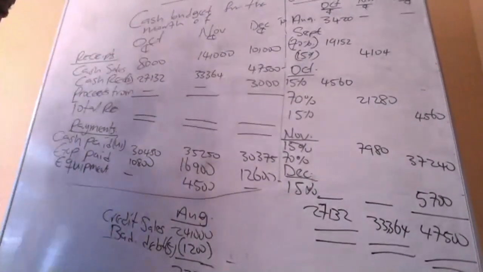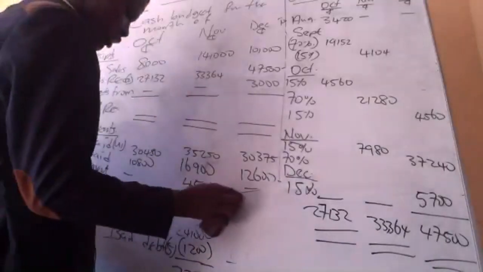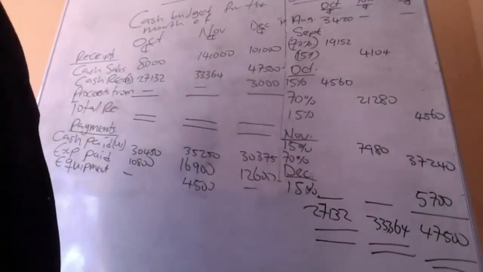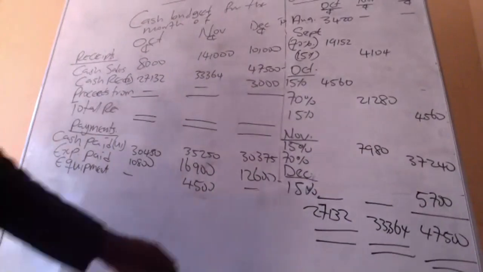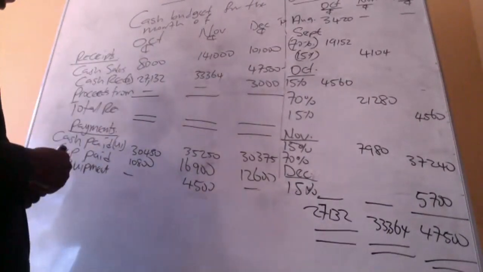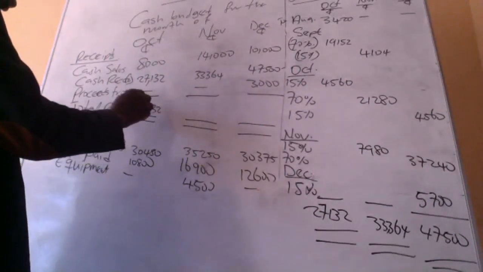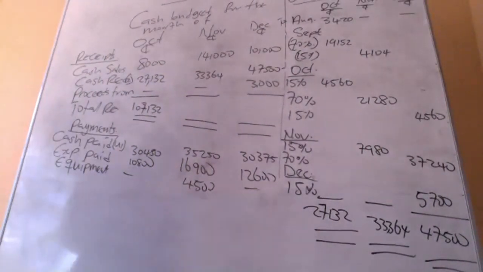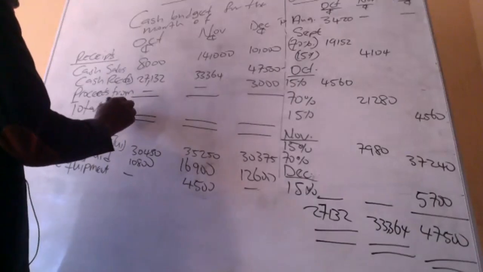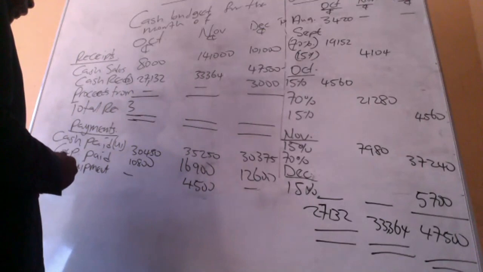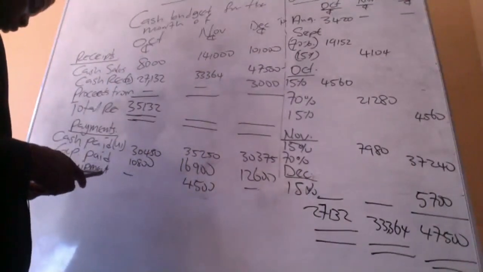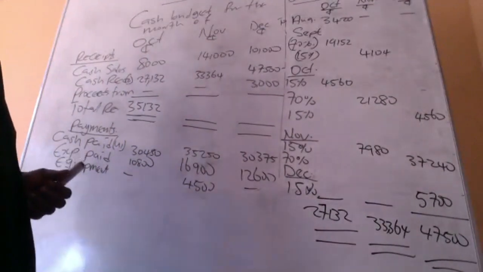So let's total. Then we are done. The troublesome ones are only 2. Yes, so you'll be fine. So 107,132. No, not at all. 35,132. Agreed. 35,132. Good. The next one will be.